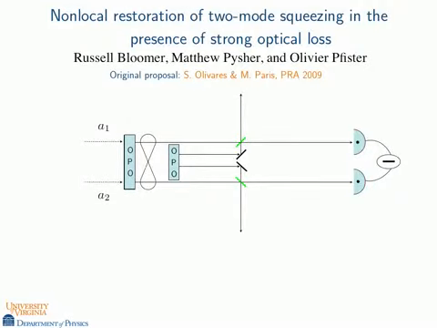In addition to protecting against loss, this setup could also be used as a quantum tap, whereby two of the beams output by the beam splitters could be monitored without detection by performing measurements on the other two output beams.